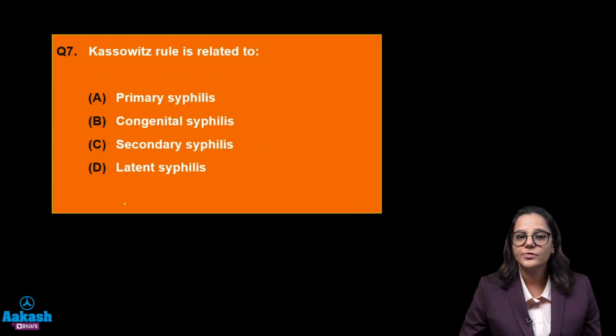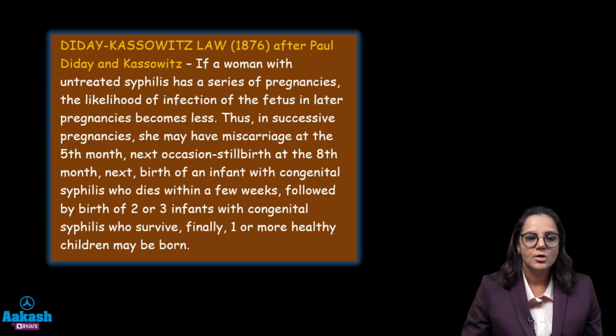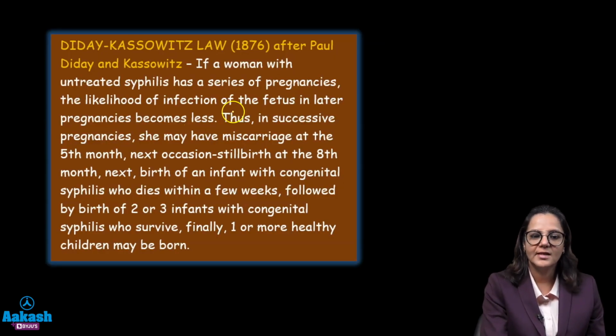Question number 7, Kasowitz rule is related to. Now this is totally a new and a rare question. Either you know it or you don't know it. Few questions are like that. So let's see what it is. Kasowitz rule says that if a woman with untreated syphilis has a series of pregnancies, untreated, then the likelihood of infection of the fetus in later pregnancies becomes less.